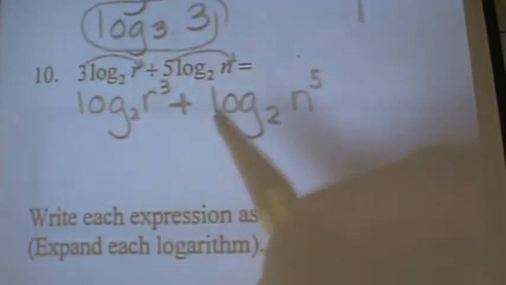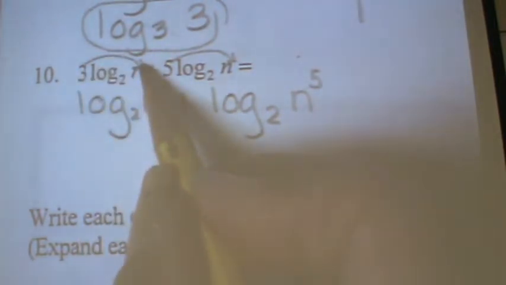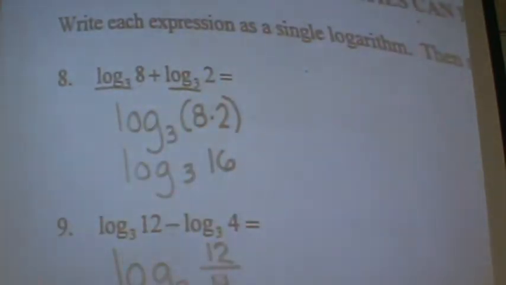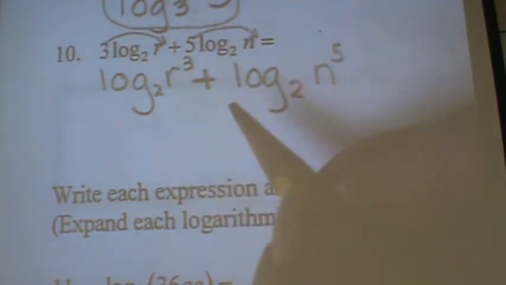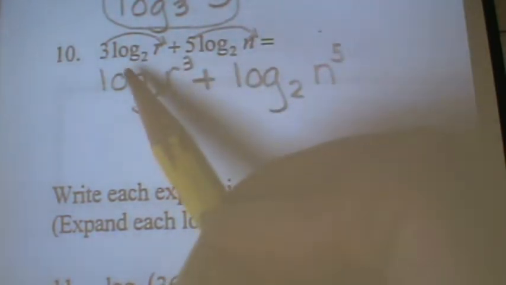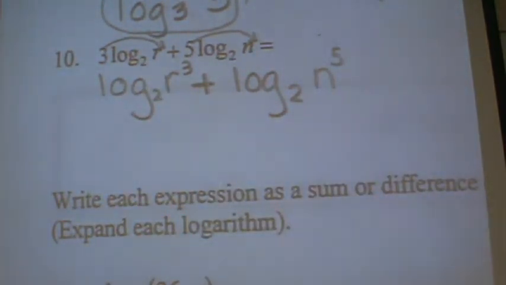Can I ask you a question? Where did you get the R cubed from? The number in front is the power here. Oh, I keep forgetting that you're putting it back. Yes. Write each expression as a single log. You have to go from expanding to condensing, and condensing to expanding. You have to be able to go both ways. So we're trying to condense this into one single log.